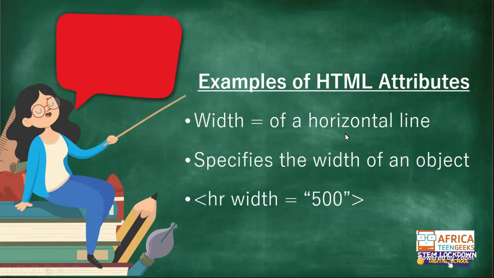Okay. Another attribute that we're going to look at is width. We're basically using width to create a horizontal line, and it specifies the width of an object. The example that I've used over here is the width of a horizontal line, where width is the attribute, and the value of the attribute is 500.